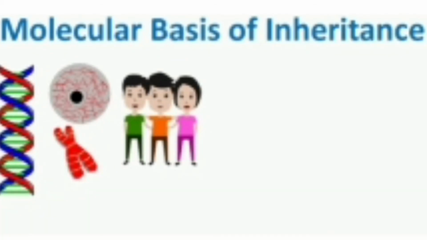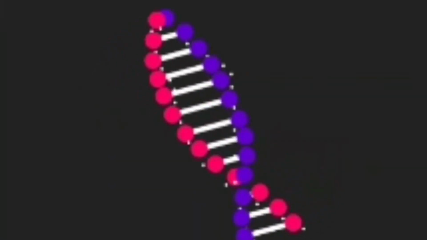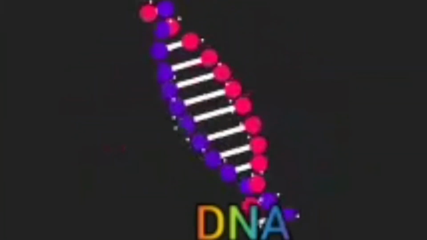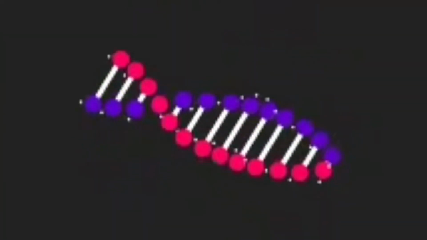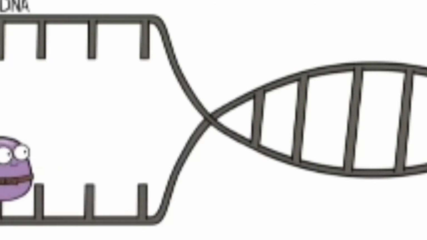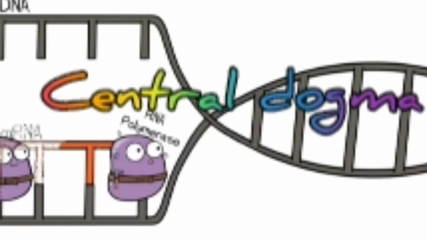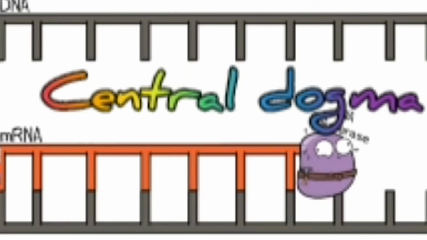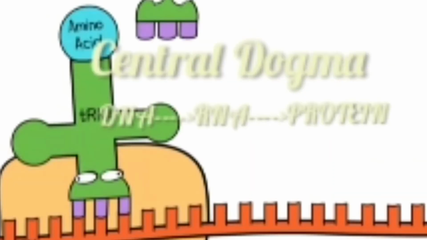My dear students, today I will start a new chapter, Molecular Basis of Inheritance. Here you will learn some of the basic concepts of molecular biology, that is the central dogma. Before going into central dogma, I would like to tell you about the types of nucleic acid.